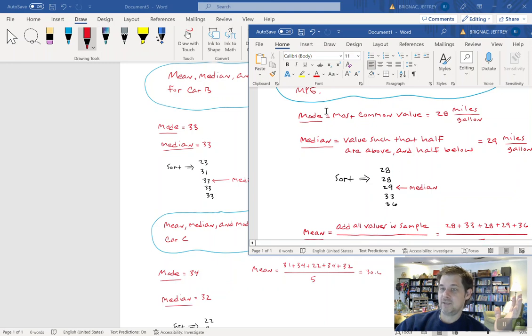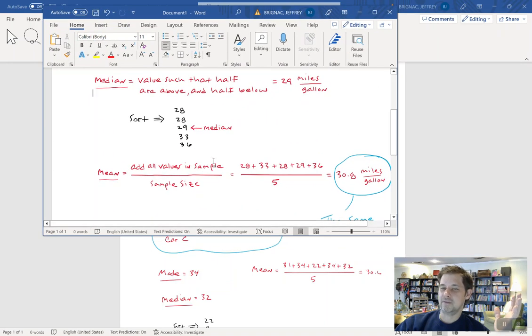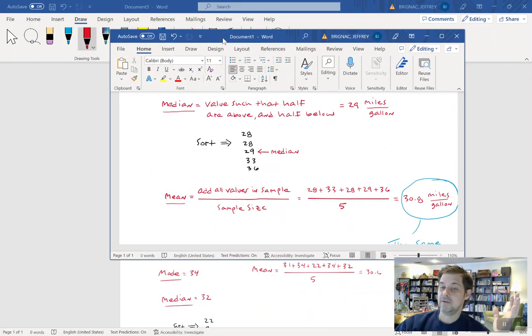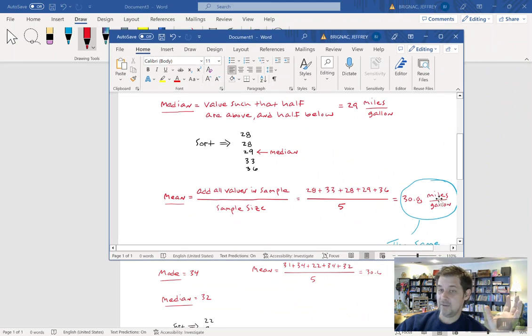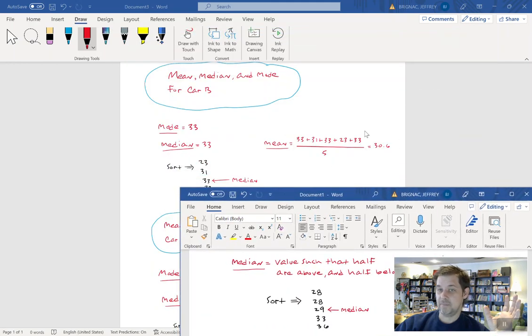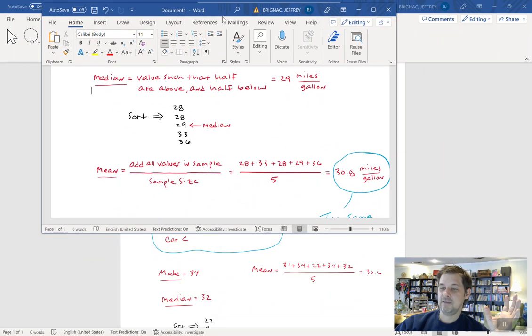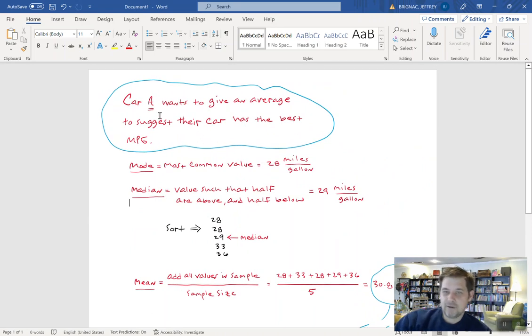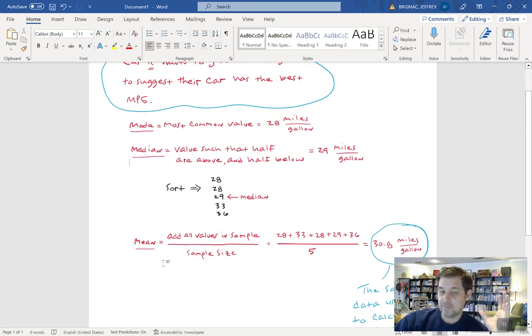So it looks like the mode and the median really don't compare very well between car A, car B, and car C. But what about the mean? The mean was 30.8. What is it for car B? 30.6. So the mean fuel economy for car A is 30.8. So far that beats the mean for car B. What about car C? It was also 30.6. 30.8 is better.